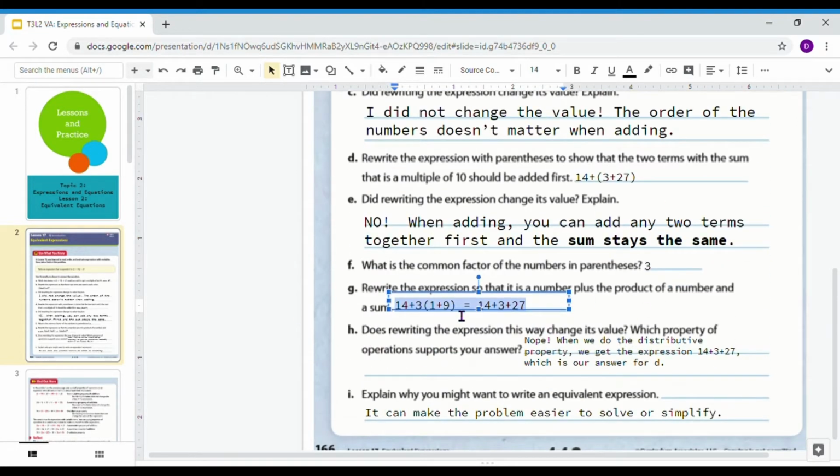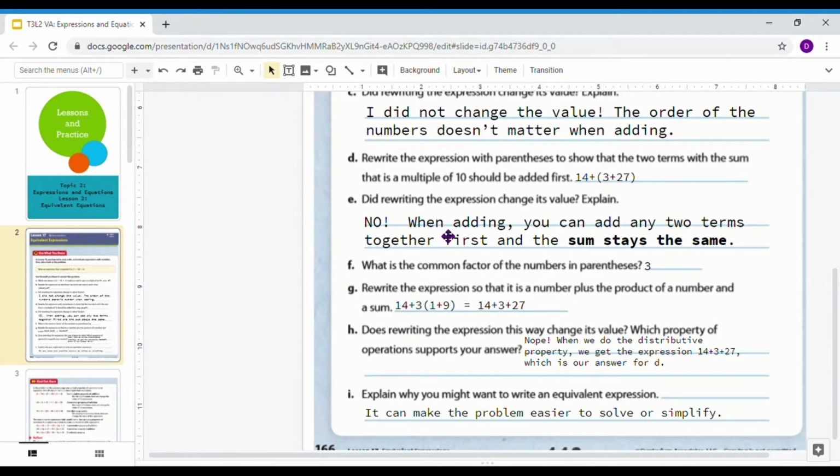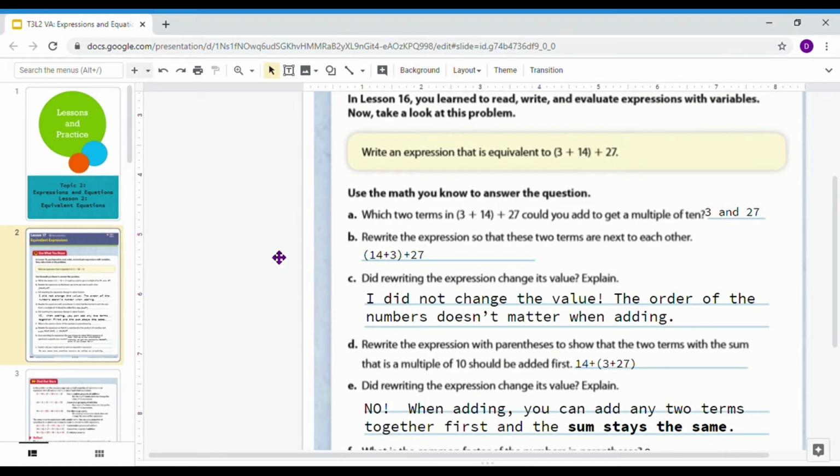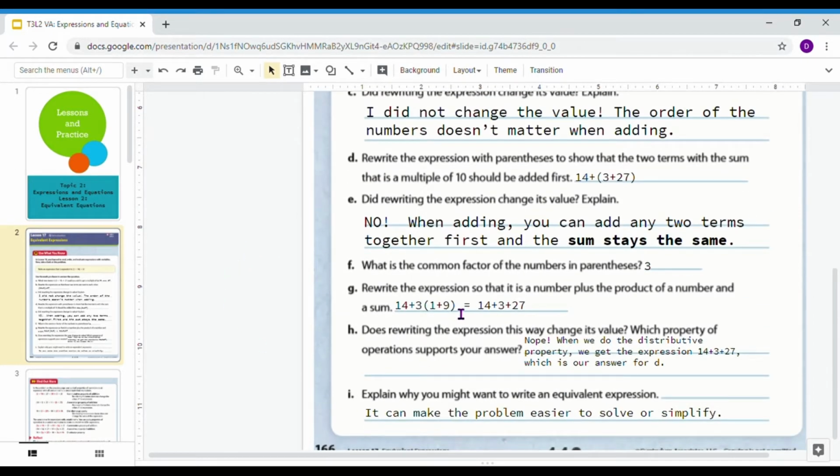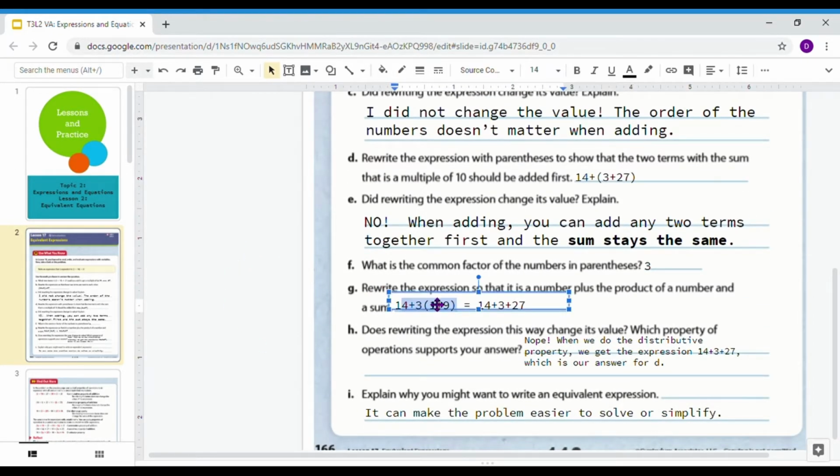And here's where we really changed it. We went from just doing simple addition, and now we've got multiplication involved. I can see that this is a completely different expression, but when it all comes down to it, will I get the same answer in the end? Absolutely.